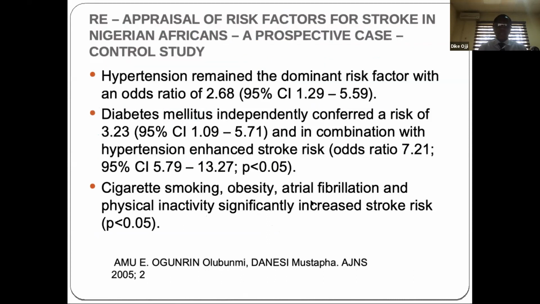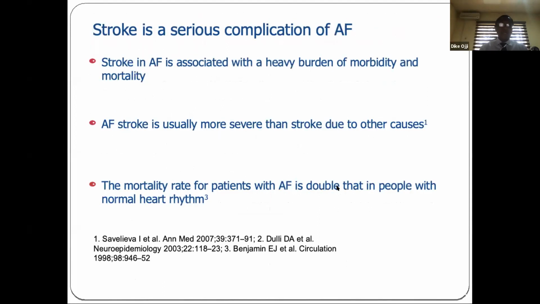You can see here a study from a long time ago, 2005, but it clearly shows that atrial fibrillation is one of the risk factors that we are going to be looking for in patients with stroke. Stroke, like we said earlier, is a serious complication of AF. It's associated with a heavy burden of morbidity and mortality.